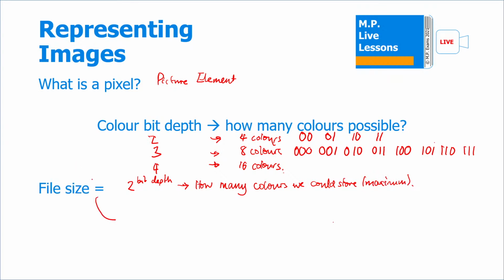Similarly, the file size is very similar to the sound representation. It's also the bit depth, but this time we multiply this by the number of pixels. And basically the number of pixels is also the length of the image times the width.